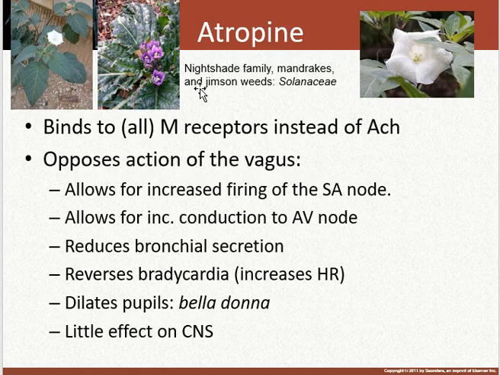Atropine can reverse bradycardia, so it'll increase heart rate. It'll dilate the pupils, and actually that's where the use of this drug in terms of topical administration into the eyes became popular in the Renaissance.